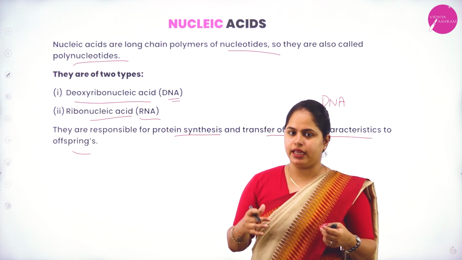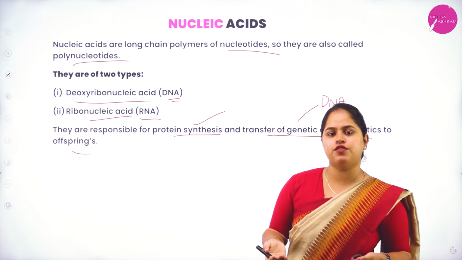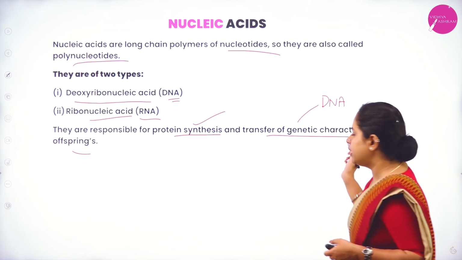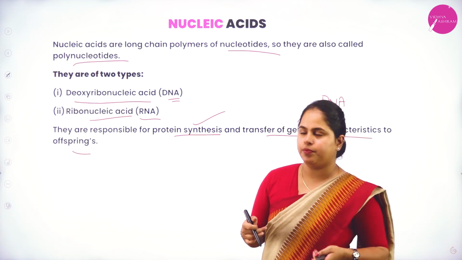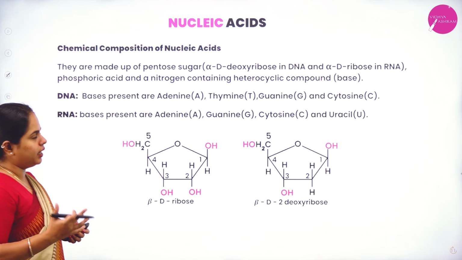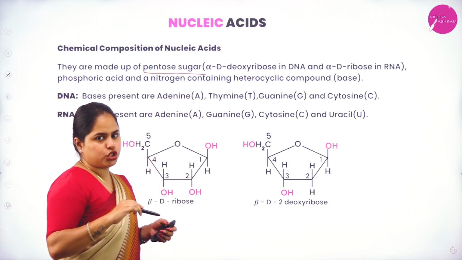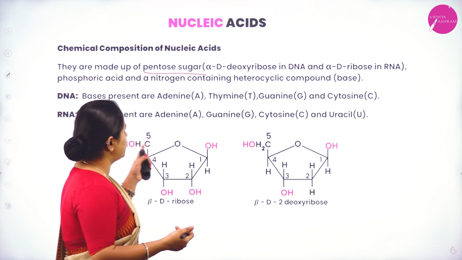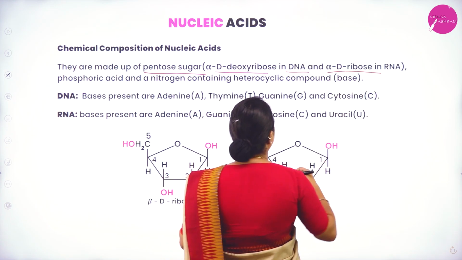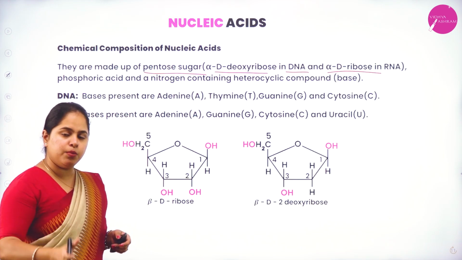So that is about DNA, and RNA helps in the synthesis of protein and the transfer of these proteins. That is done by RNA, and the genetic characteristics are passed on to the offspring through DNA. Now let's study the chemical composition of the nucleic acids in general, that is both in DNA and RNA. They are made up of pentose sugar. So first thing you have is a pentose sugar. This pentose sugar can be two, that is alpha D deoxyribose in DNA and alpha D ribose in RNA.